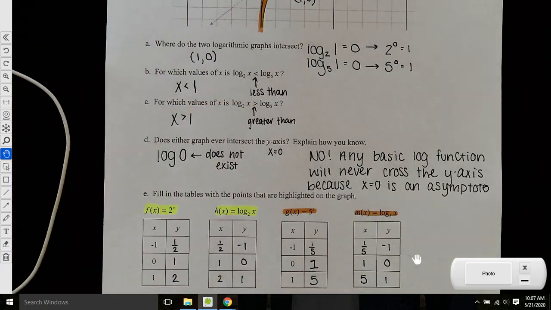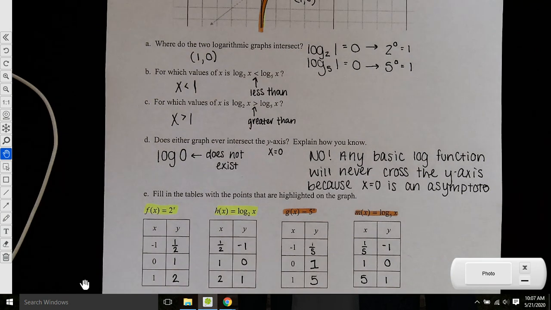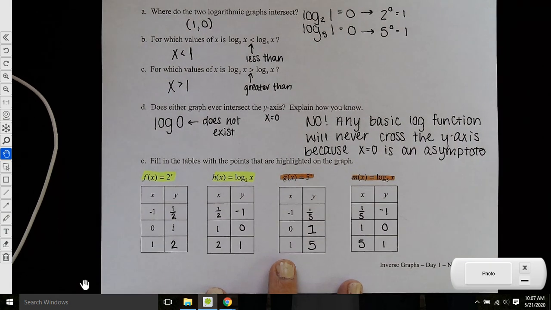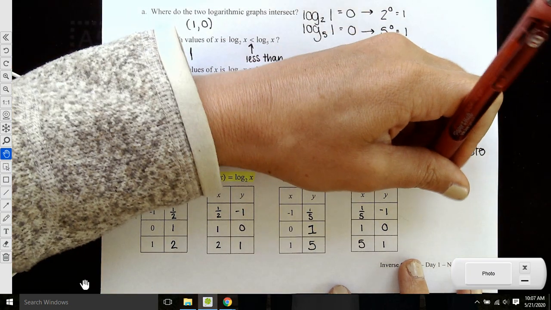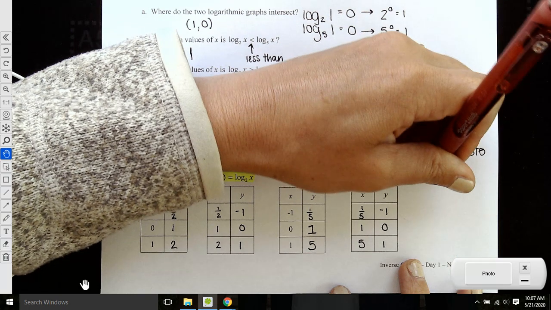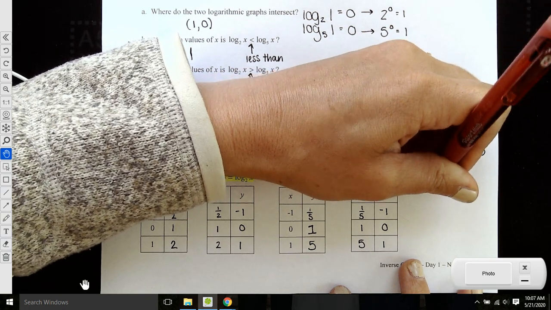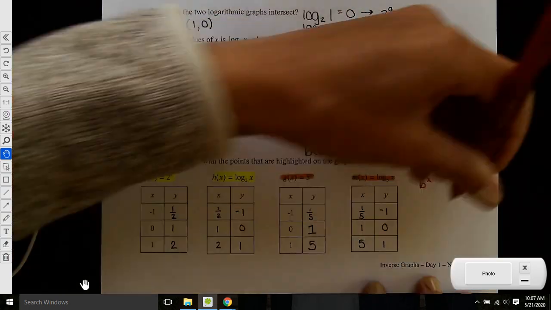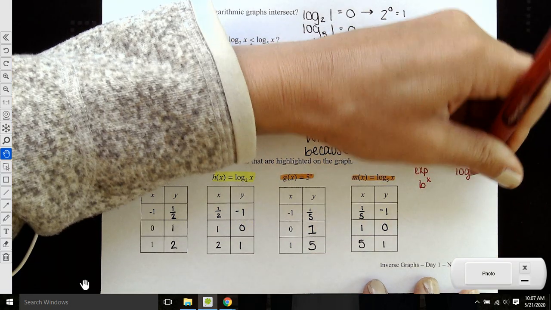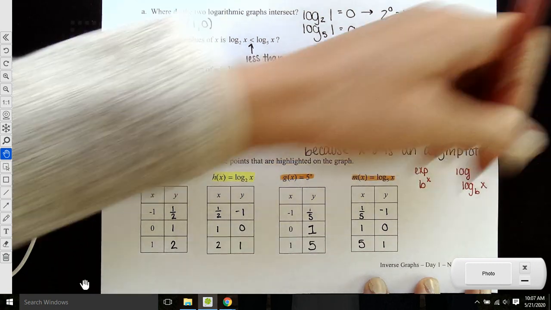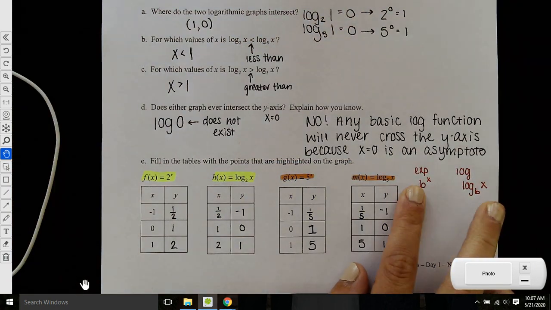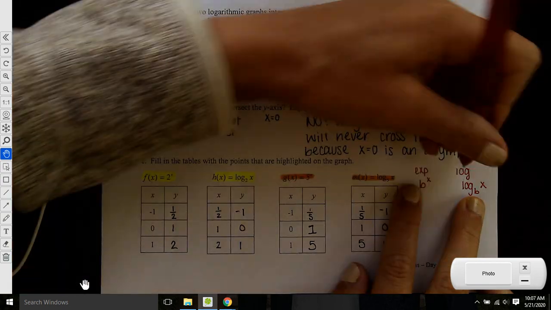What I'm about to show you is how we are going to approach logarithmic functions in the future. Whenever you need to graph a basic log function, we're going to use this trick. So this is exponential. Any basic exponential is a base to the x. Any basic logarithmic is log base b of x. That b can be any number as long as these are the same if these are inverse functions.